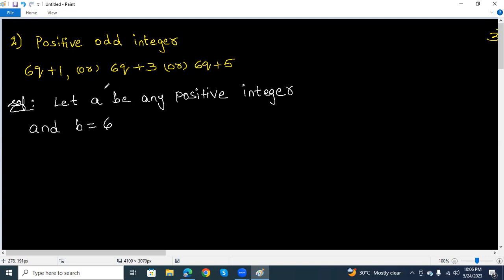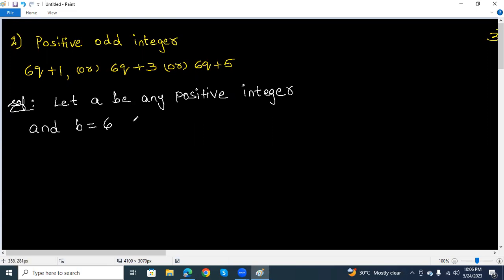Euclid's division lemma or division algorithm. What do we know? A is equal to BQ plus R. See, 6Q plus 1, 6Q plus 3, 6Q plus 5. This is like the BQ plus R form. So in the B place, in this question, we have to take 6. A be any positive integer and B is equal to 6.